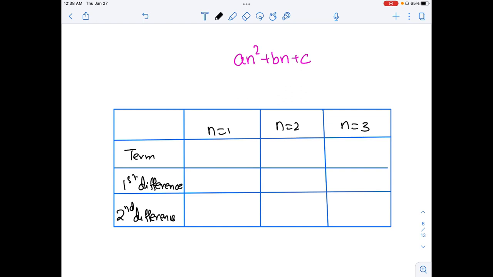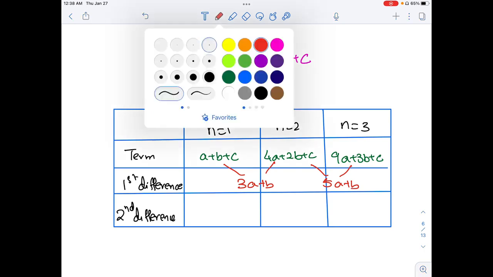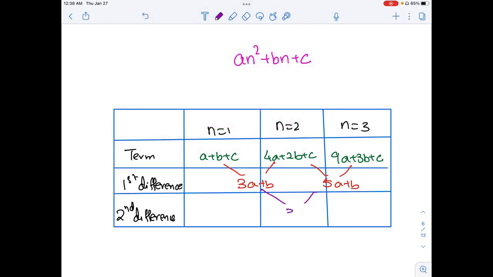So n is equal to 1, it's going to be a plus b plus c. If I substitute n is equal to 2, I get 4a plus 2b plus c, and n is equal to 3, I'm going to get 9a plus 3b plus c. So the first difference over here, these two together gives me 3a plus b. Over here, these two together gives me 5a plus b. Now finally, these two together gives me 2a.